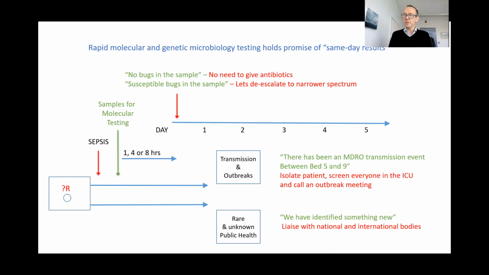And then also, perhaps you can sequence genomes. You can very quickly say to somebody within a couple of days, there's been a transmission event between those two beds. So you can isolate, screen everyone, and call an outbreak meeting. Or perhaps once in a while, you say, I found something new. That's what SARS-CoV-2 was about, wasn't it? You can liaise with the national and international bodies quickly.